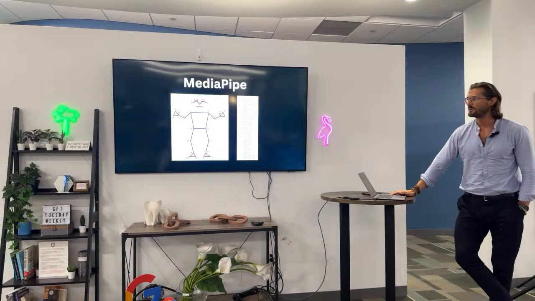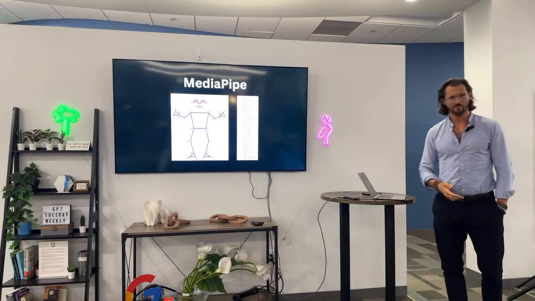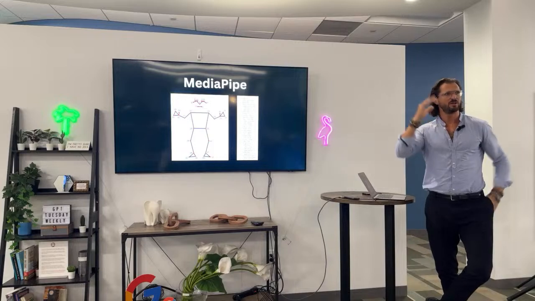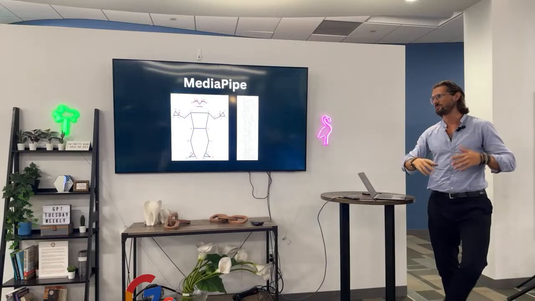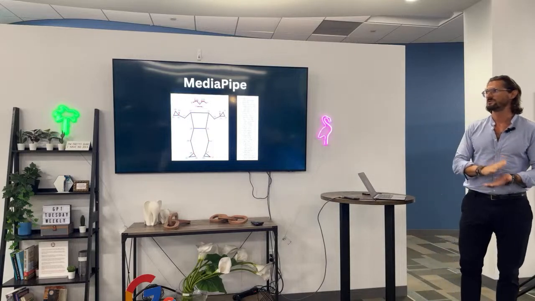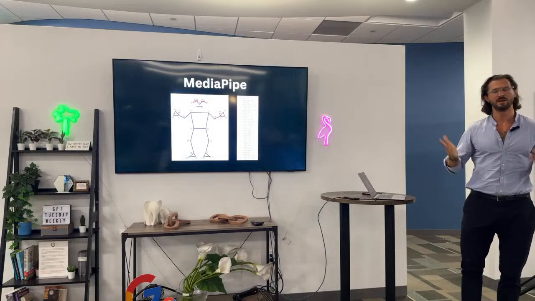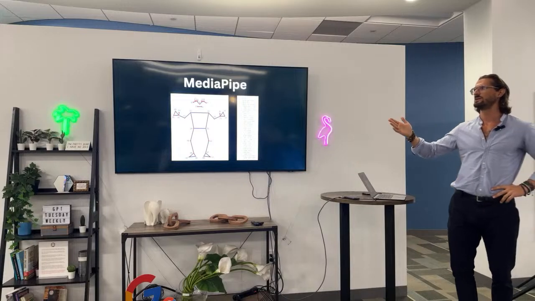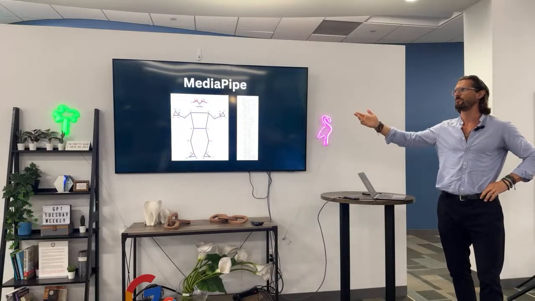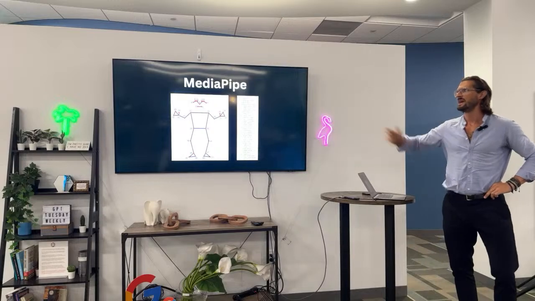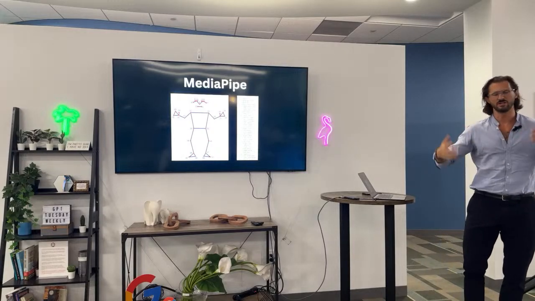MediaPipe is a suite of computer vision models that Google has provided a public API for. It includes facial recognition, hand recognition, object detection. The one that I'm using is called BlazePose. Has anyone seen this before? Okay, so it identifies 33 body parts. They call them body landmarks. I don't know if the resolution's good enough, but you get the idea. Left shoulder, right shoulder, etc.